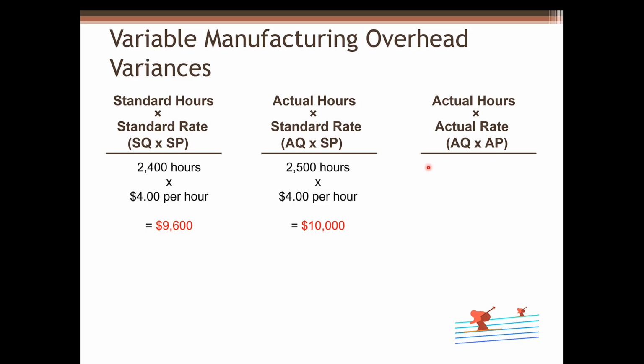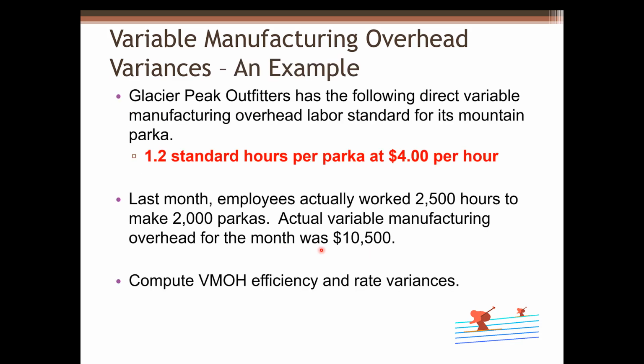Column 3, actual hours times actual rate. This is actual cost for variable MO. Go back, take a look at here. Actual variable MO for the month was 10,500, and this is a total number. If you want to get the details, we need to calculate the actual rate.